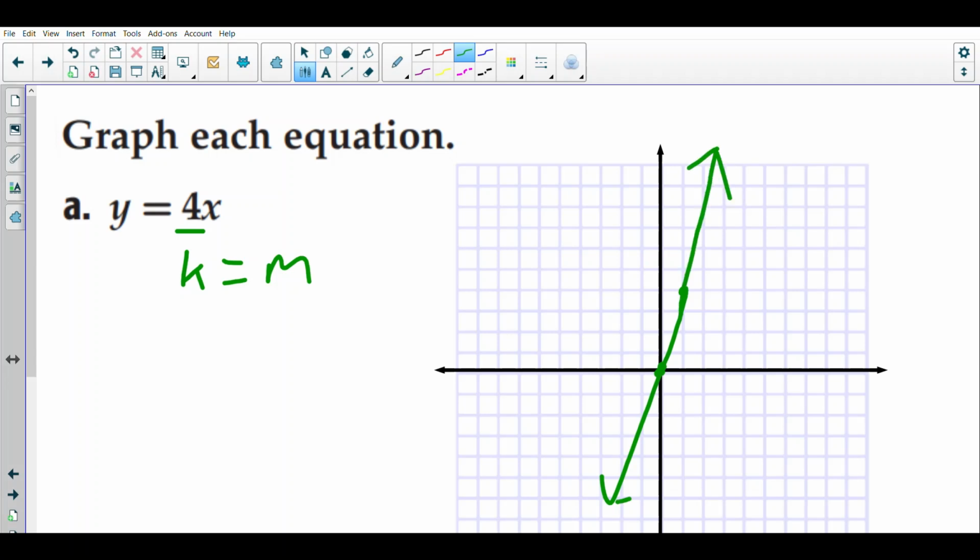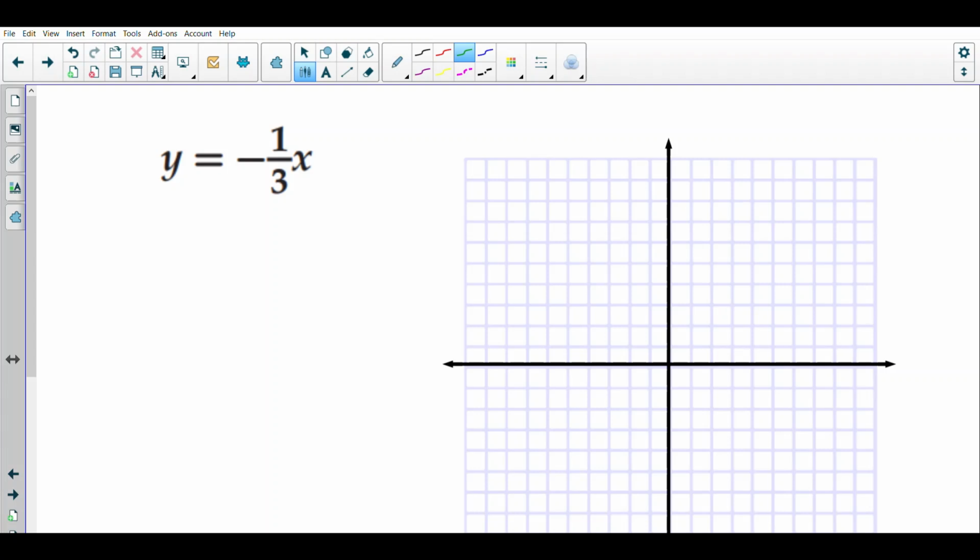Remember, it will always go through the origin if it is a direct variation equation. Next one, y equals negative 1/3 x. So once again, start at 0, 0, the origin, and count your slope, down 1, over 3, and there is your slope. So there is your equation.